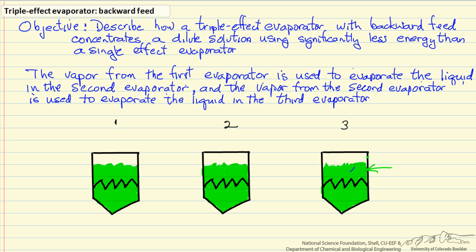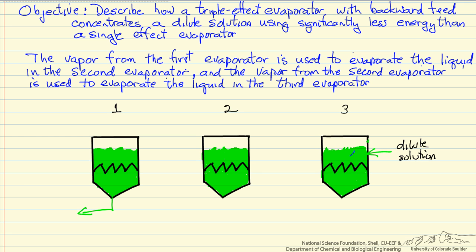For this backward feed system, we're going to feed into the third effect, so we'll call this the third, the second, and the first. I'm going to feed a dilute solution, for example a solid in water, and our objective is to create a concentrated solution out of the first effect. The idea of using a triple effect evaporator is that we use significantly less energy than a single effect. We can essentially, say for water, evaporate 3 kilograms of water for feeding in 1 kilogram of steam.